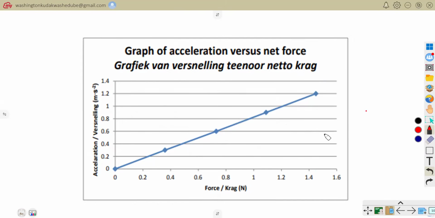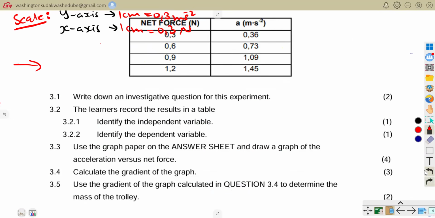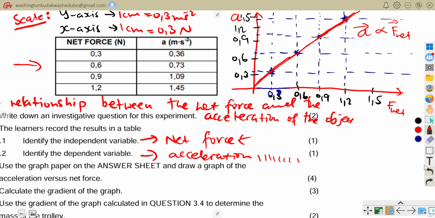So we can just go back to the graph that we had drawn already. This is the graph where we were having 1.45. This is where you would have 1.45, and this is where you would have 1.2. So please, guys, let us not make the same mistake that they made on the memorandum. So this should have been the correct graph.